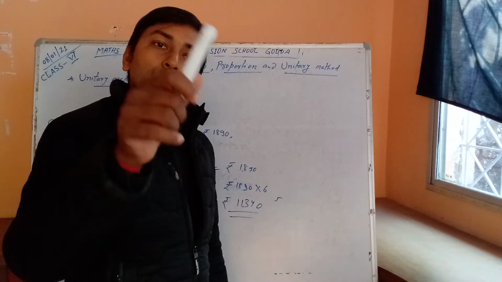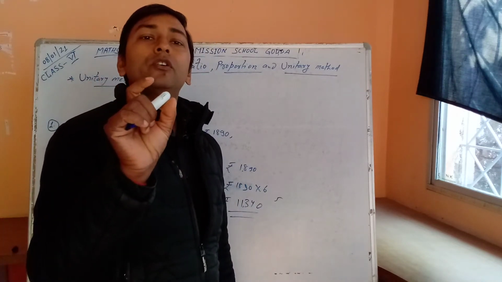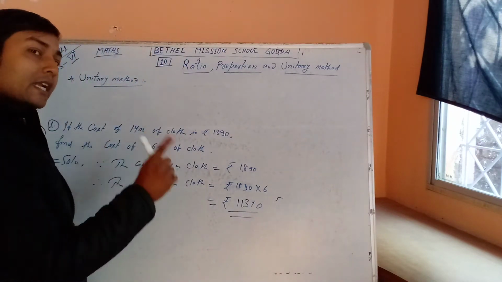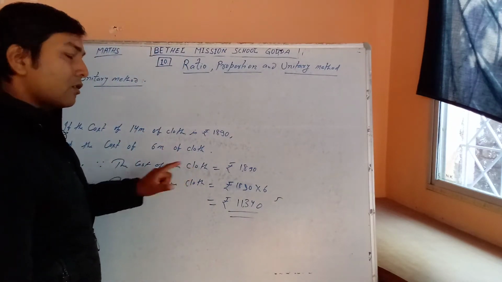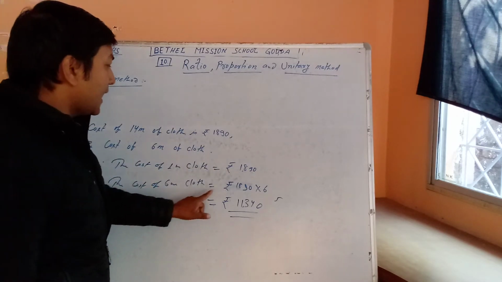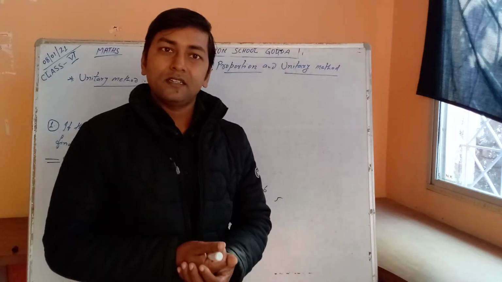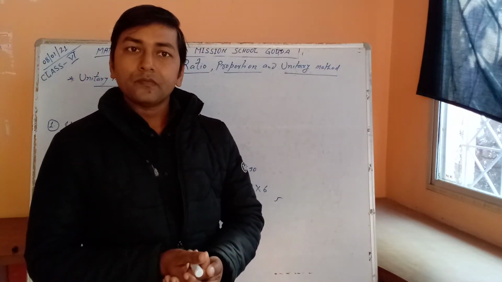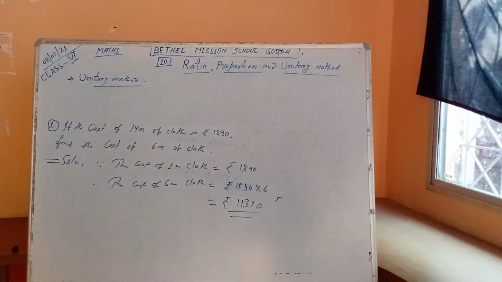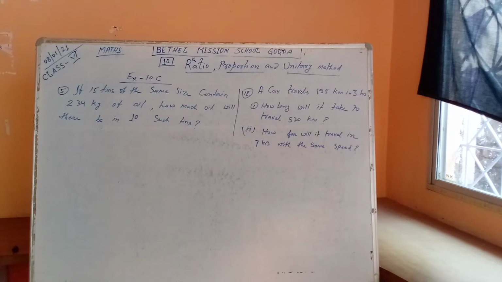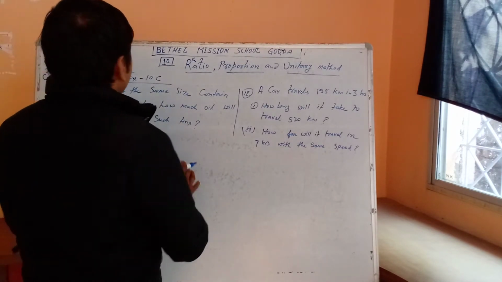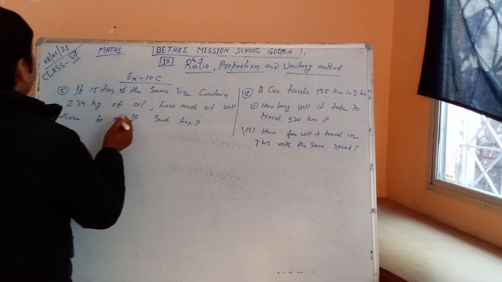Why is it called the unitary method? Unit means 1. So first we find the value of 1 unit, the cost of 1 meter of cloth, and then for 6 meters we multiply by 6. I hope it is clear. Now I take some more examples from exercise 10C.